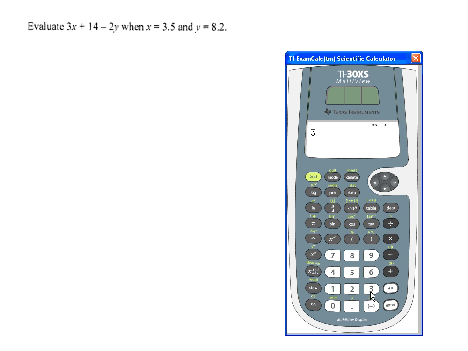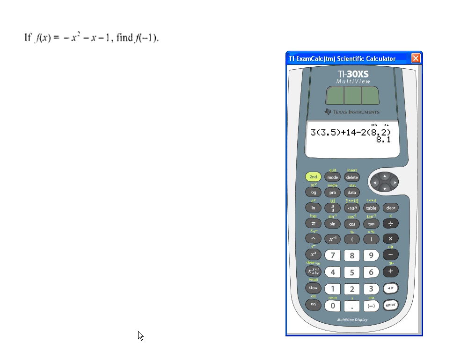So we'll put 3, and because x is next to a number, we're going to put it in parentheses and put 3.5, close your parentheses, plus 14 minus 2, and then for y, we're going to put in 8.2. So once again, having this calculator makes this very easy, but you have to make sure you plug it in properly. So enter, and our answer is 8.1.